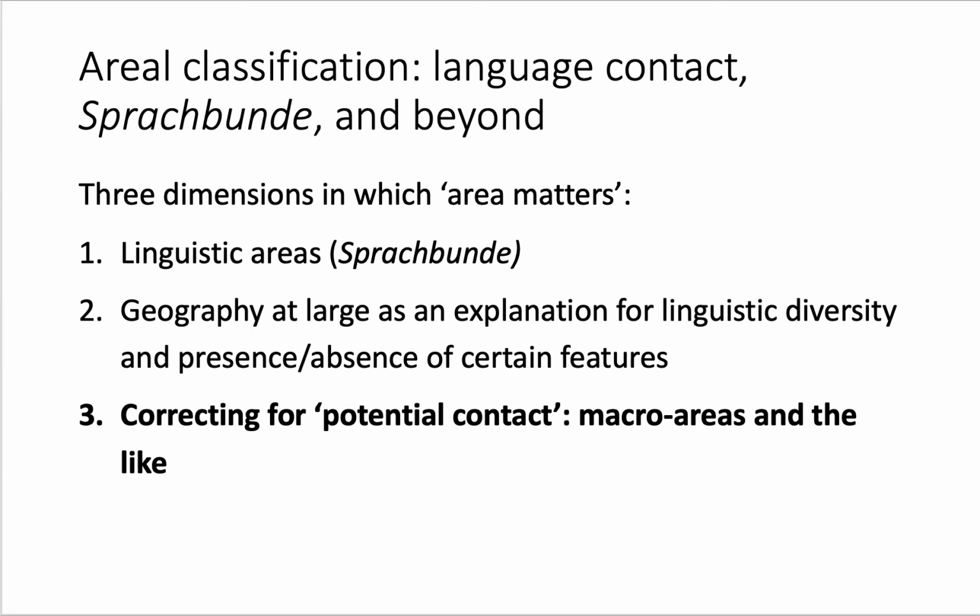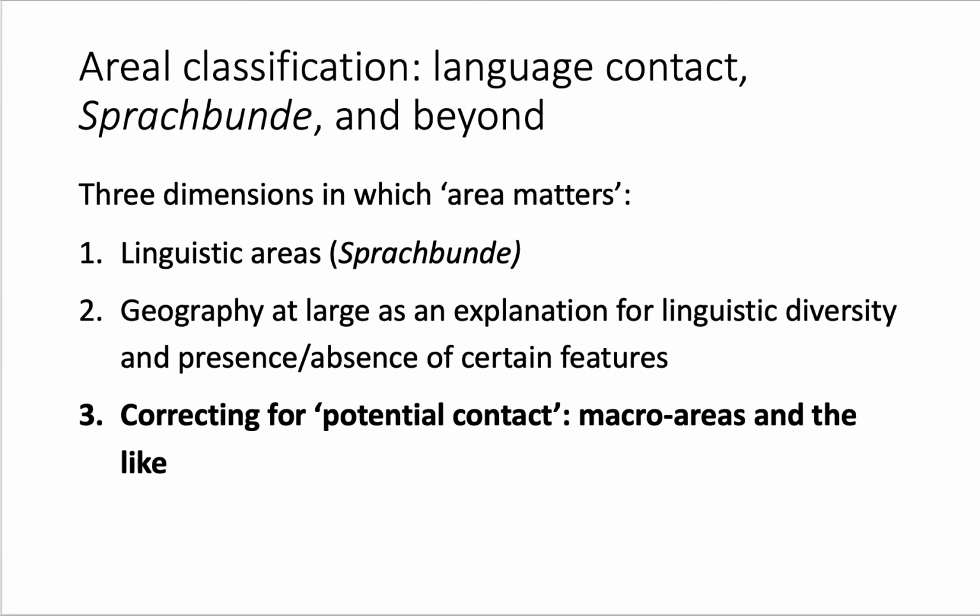So I said that areal classification matters for language contact, for Sprachbund and beyond, and that's where we are ending up now in the video. One thing that we would like to do as linguistic typologists is correct for, let's call it, potential contact. And what does that mean?